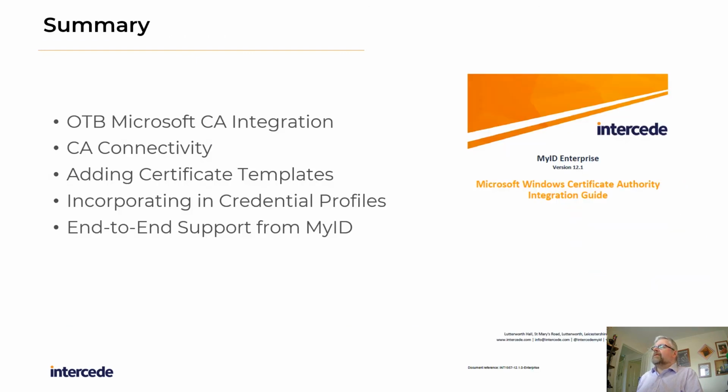So there we go. It's an out-of-the-box Microsoft CA integration. You've seen how easy it is. Again, I keep pushing the integration guide. It has all the information in there. That CA connectivity is out of the box. We've seen us adding certificate templates to the CA, bringing that all the way through to MyID and incorporating it in a credential profile. And that gives you some idea of the end-to-end support MyID has for the Microsoft CA.